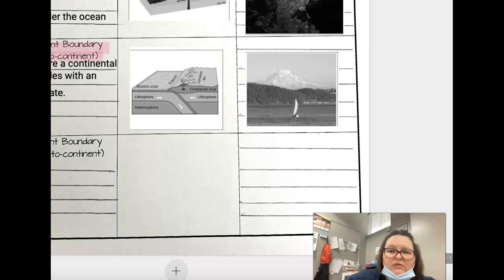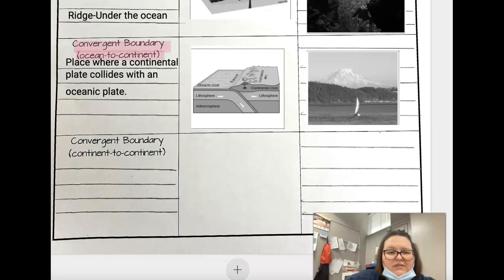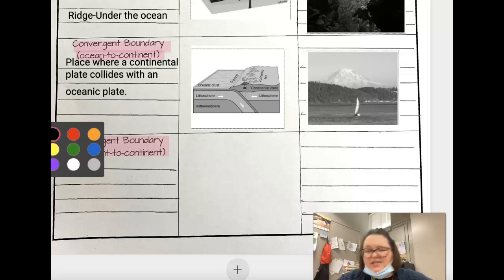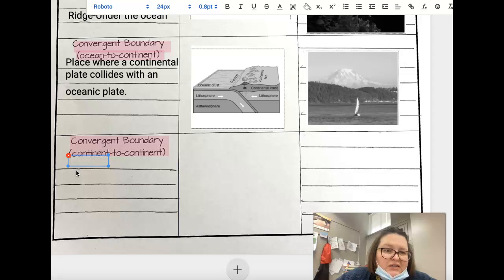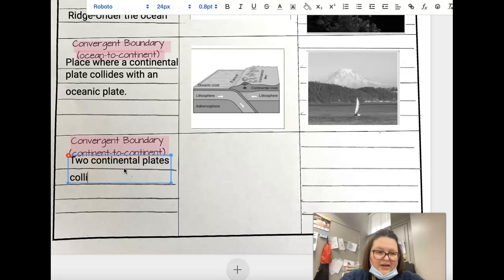Let's go ahead and move down to our convergent boundary. I'm going to highlight it so you know what I'm talking about. I'll put my text box in. This is where a continental plate collides into another continental plate. So let's write that down. It's when two continental plates collide.